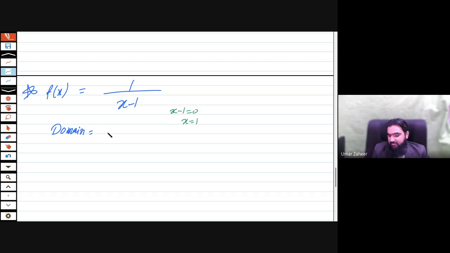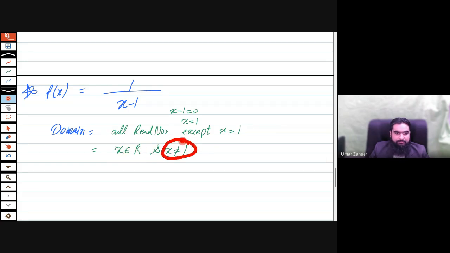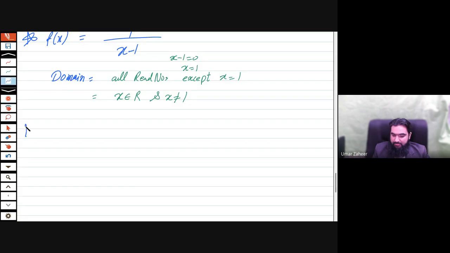So the domain is all real numbers except x is equal to 1. Or you can write it as x belongs to real numbers and x is not equal to 1. In mathematical form, you have to write it this way. We have done this notation in sets. x belongs to R and x is not equal to 1. R means the real numbers. Clear?